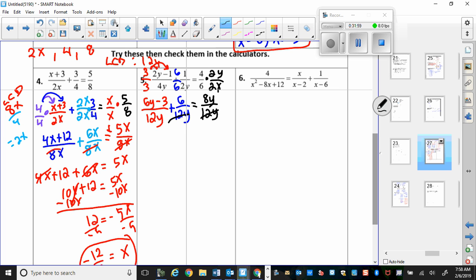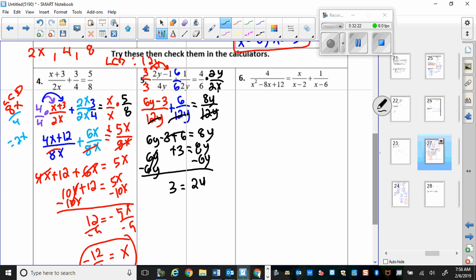All of my denominators are the same, so I can work on my algebraic problem here, right? 6y's comes down. Negative 3 plus 6 is positive 3 equals 8y's. Negative 6y's on both sides. And 3 equals 2y. Divide both sides by 2. Y equals 3 over 2.